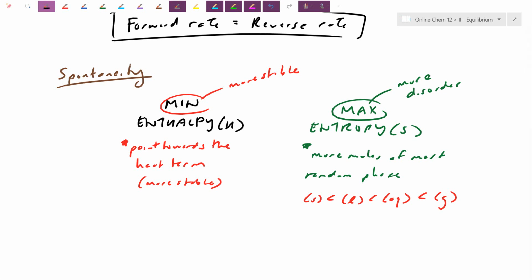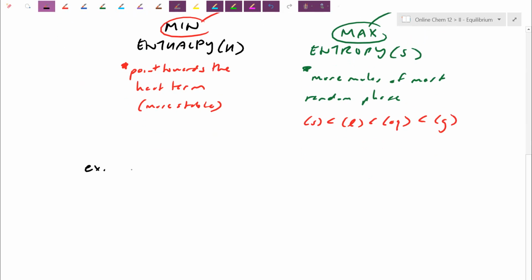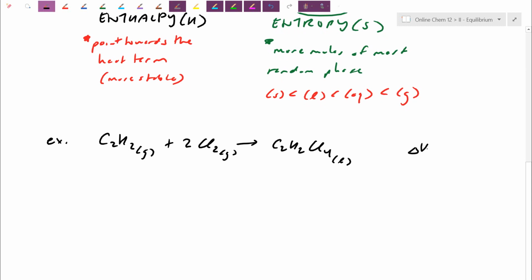So let's just do a quick example. Let's look at ethene, C2H2. This one is a gas. This is reacting with 2Cl2 as a gas. This one is going to become C2H2Cl4. Basically, I added the chlorines on there. This one, let's say it comes out as a liquid. And I'm actually going to give you that the delta H is negative 386 kilojoules. Okay? So I'm going to ask it this way: will this system reach equilibrium? Will it go to completion, or will it go 0%?